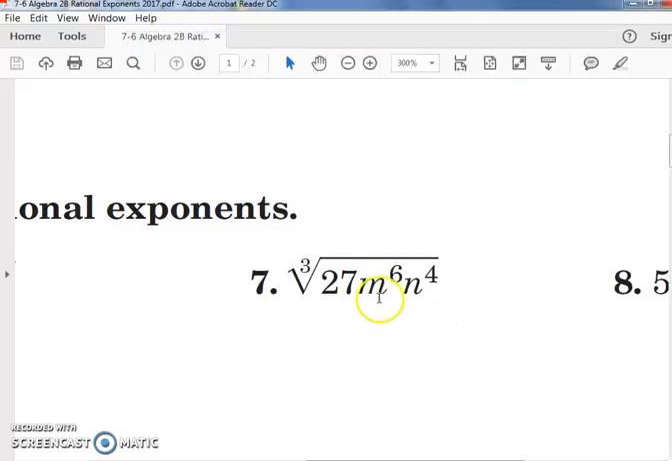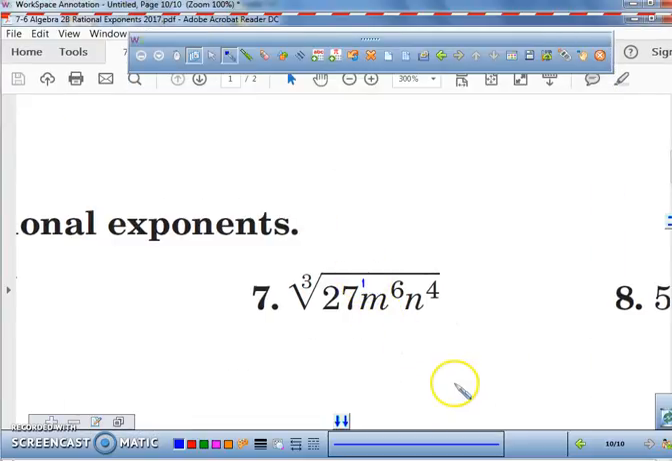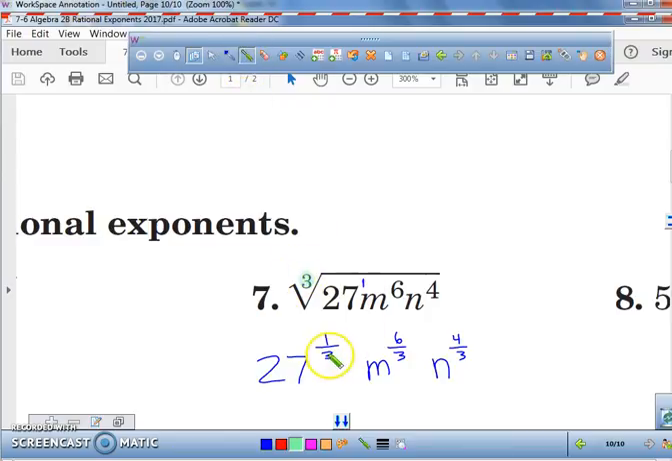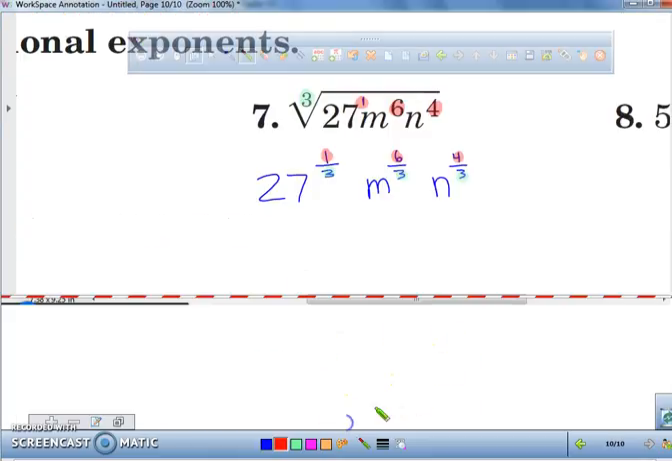Does everybody agree that this is 27 to the first power? Okay, so the first thing we do is I'm going to write 27 to the power of 1/3. Then I'm going to write m to the power of 6 over 3. Then I'm going to write n to the power of 4 over 3. Where the heck am I getting these 3's from? From my index, okay? Where am I getting my powers? I'm getting my powers from my numbers. Now you have to ask yourself, can I simplify this even more?